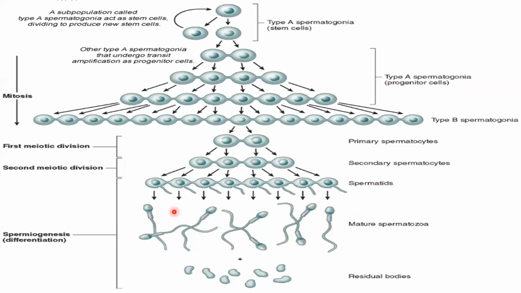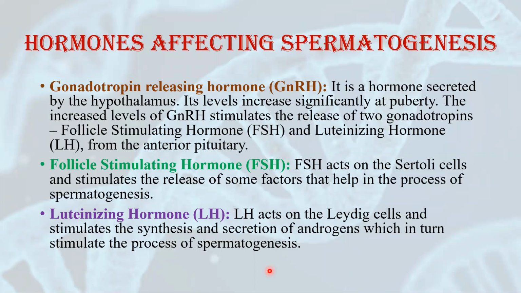Now when all this process takes place, some residual bodies are also released. So this is the entire process of spermatogenesis, a very important process of the chapter. There are some hormones which affect spermatogenesis. These hormones are known as gonadotropin releasing hormones. These hormones are secreted by the hypothalamus. Their level increases significantly during puberty.